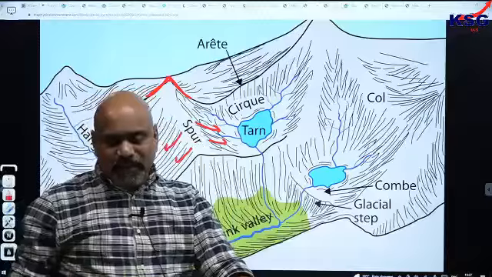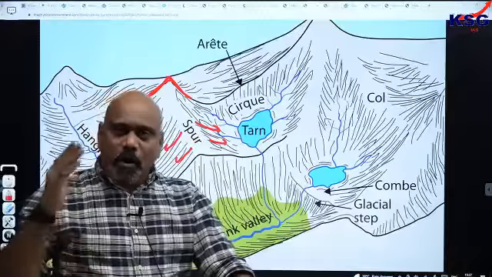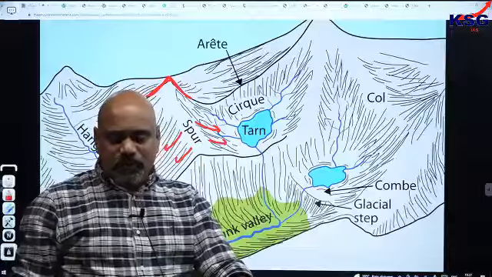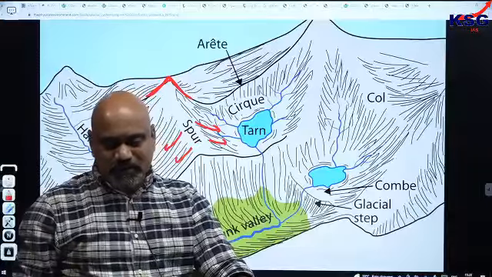U-shaped valley and hanging valley is same. Yes, all the hanging valleys are U-shaped valleys, no doubt. Just a difference in depth. Yes.